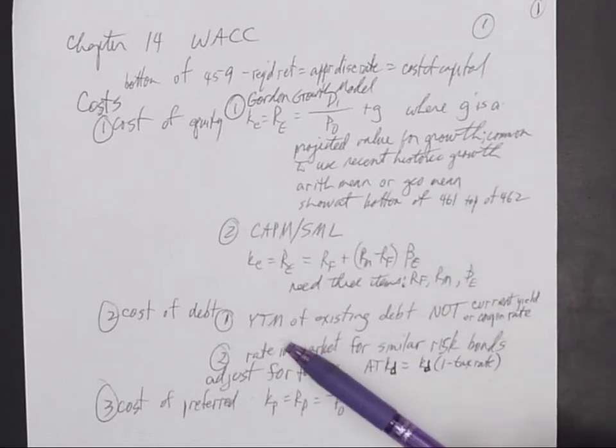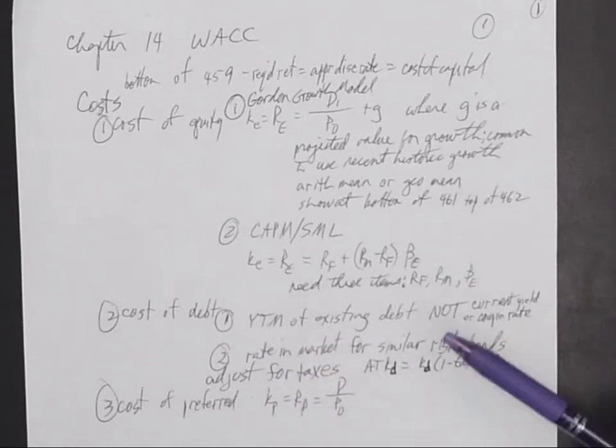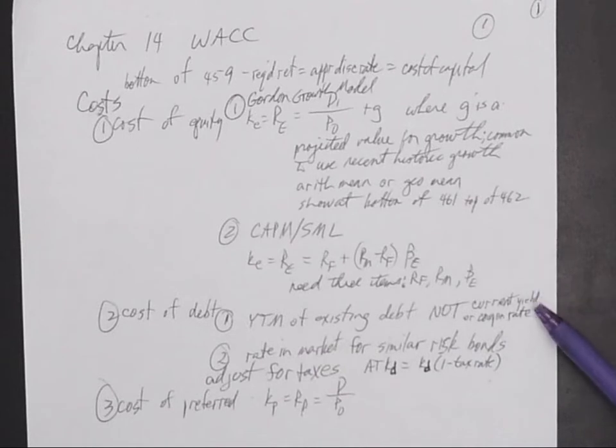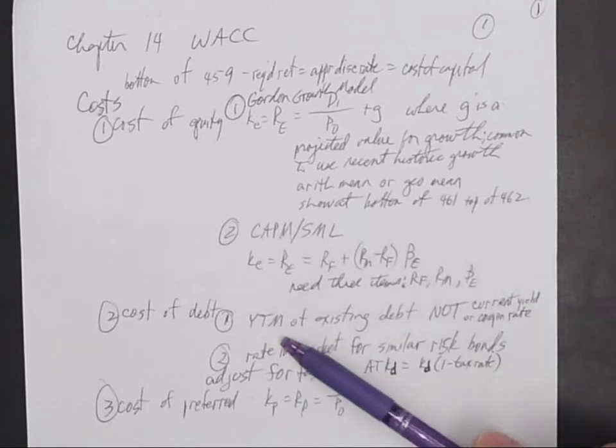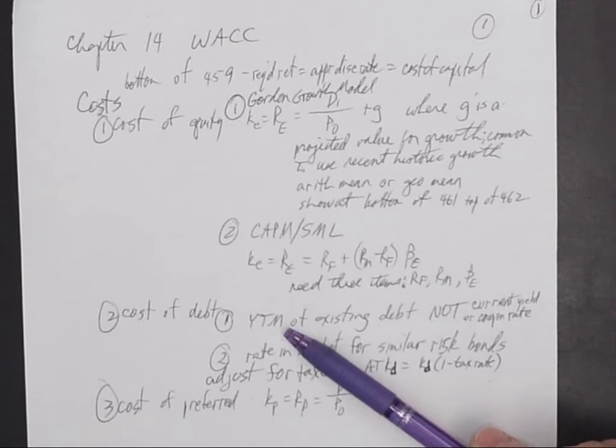Cost of debt is the yield to maturity of existing debt. It's not the current yield. It's not the coupon rate. It's yield to maturity. The idea there is if the market is requiring a particular yield to maturity of you now, then when you sell new bonds, that would be a good starting place for what they will require from you on your new issue.